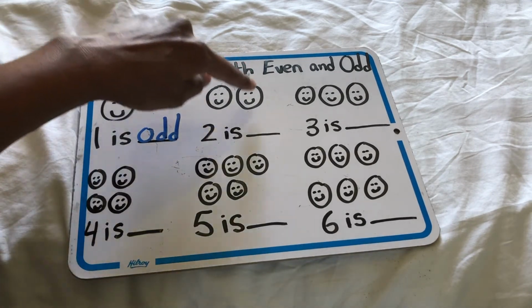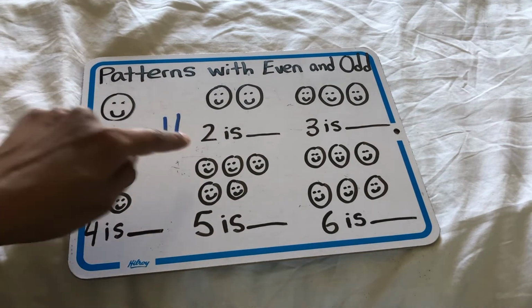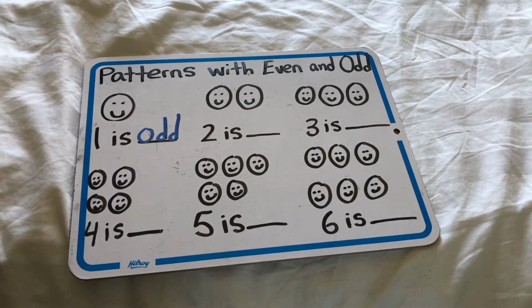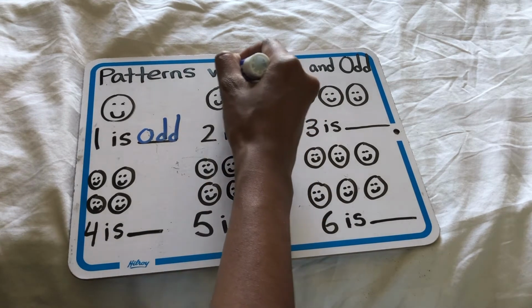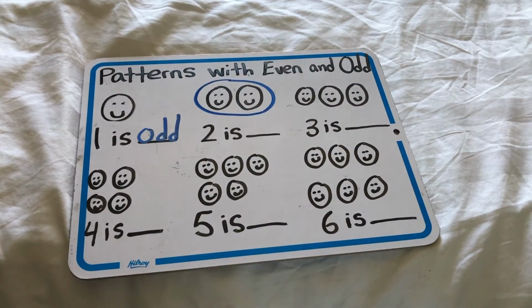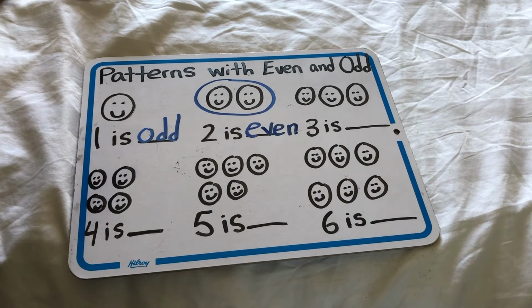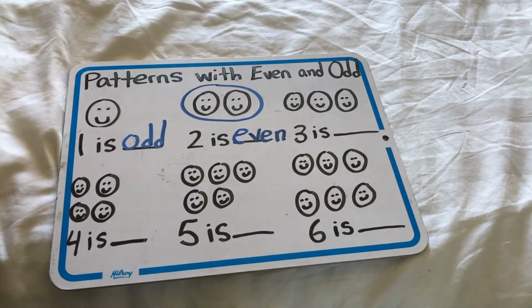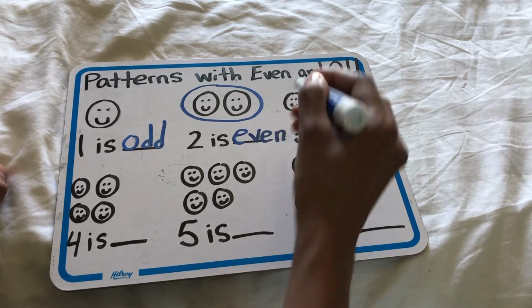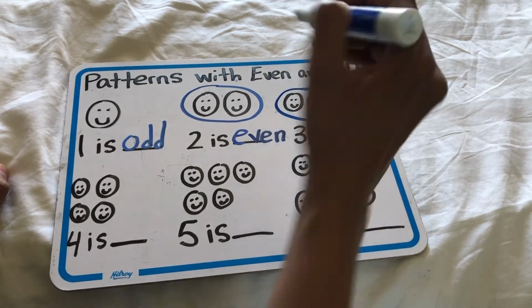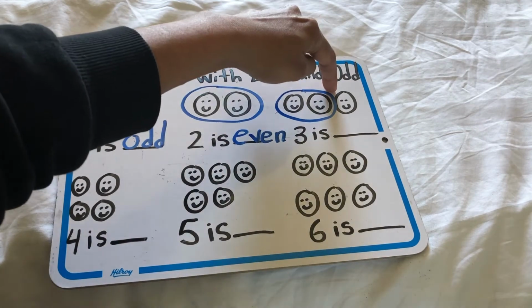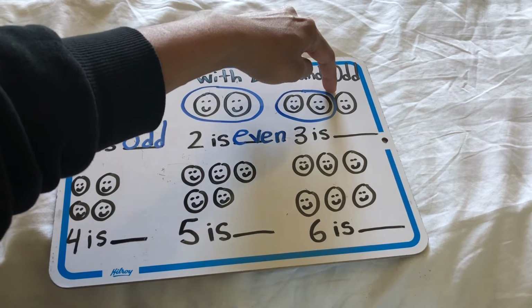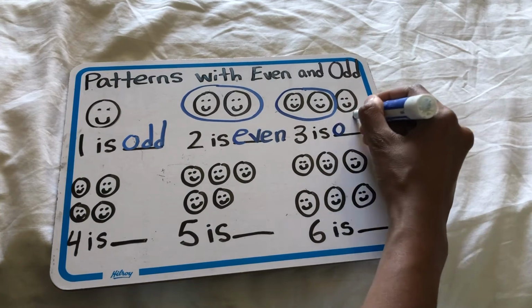So here I have 1, 2, 2 smiley faces. Is 2 even or odd? Well, I can make these 2 into a pair. 2 is going to be an even number because they're in a group of 2. Let's look at the next one, 3. I have 1, 2, 3 smiley faces. Let's pair them up. So I can pair these 2 up together, but there's no one left for this smiley face to be paired with. 3 is going to be odd.